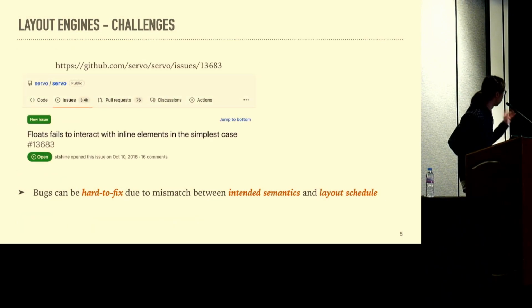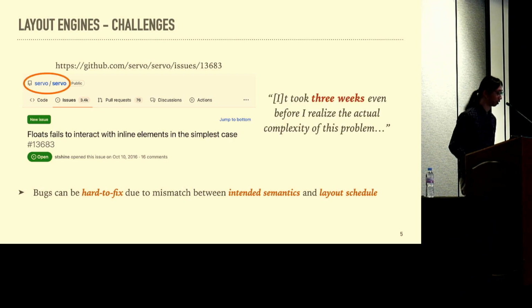So regarding the last point, here is a GitHub issue from the Servo layout engine, which is an attempt by the Mozilla team to rewrite the Firefox layout engine in Rust. And in this bug, the developer is quoted as saying, it took them 3 weeks, even before they realized the complexity of the problem. And also the bug is still open until this day.